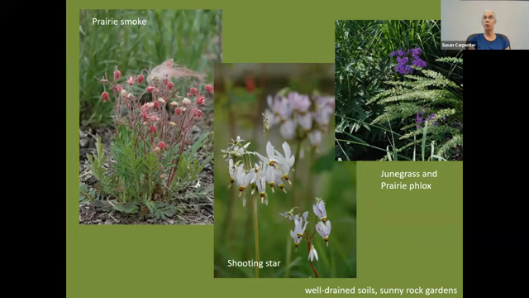Those two plants are blooming right now. The prairie phlox is that bright pink or purple color. It varies in color. And the June grass, it's a short, cool season grass, blooming with those fluffy flower heads now.